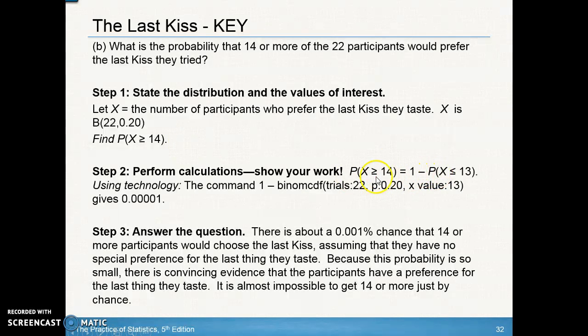So basically what this probability statement is telling us, the probability that x is greater than or equal to 14, is 100% minus 0 through 13, because 100% minus 0 through 13 is going to give us 14 through 22 left, okay? And this is what it looked like on your graphing calculator: 1 minus binomial CDF, 22, 0.2, and then 13. That gives you the probability of 0.0001. And then just make sure that you answer the question in context. You can take a minute and read that to see what it should look like.